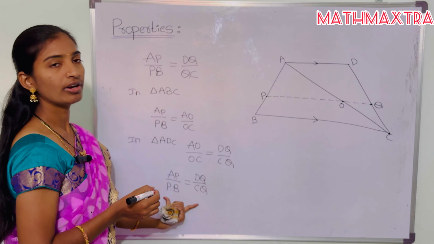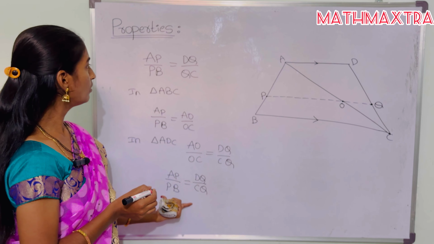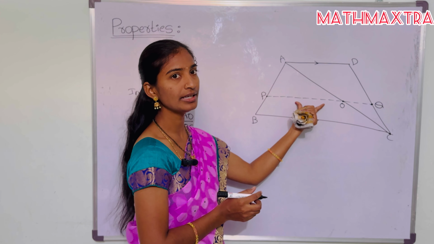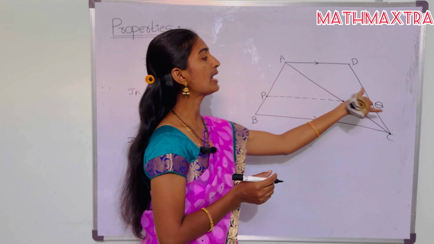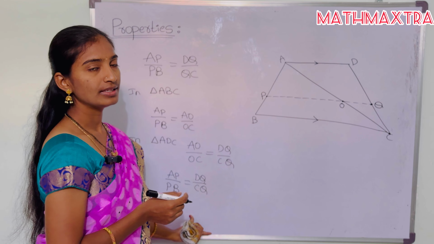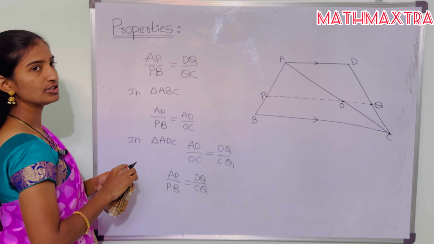So from this, what can we conclude? We can conclude that this parallel line segment divides the non-parallel sides in an equal ratio. This is a property of a trapezium.